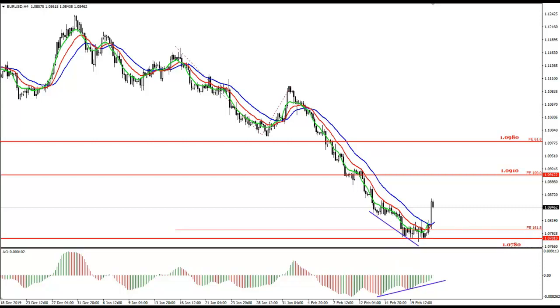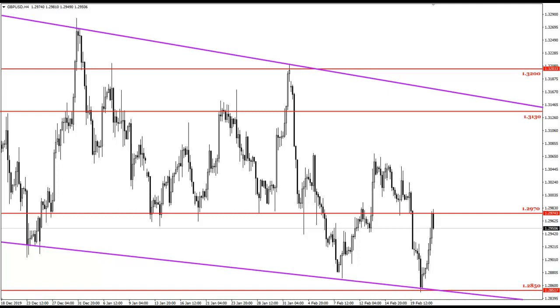Fundamental events of the week include the US GDP data for Q4 2019. In general, there is a high probability of an upward movement to the level of 1.0910, after which further growth is possible to Fibonacci extension level at 61.8%, located at 1.0980. However, if the strengthening of the US dollar continues, the global decline in the pair may continue.